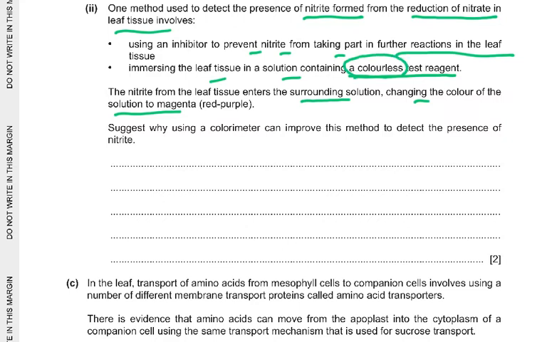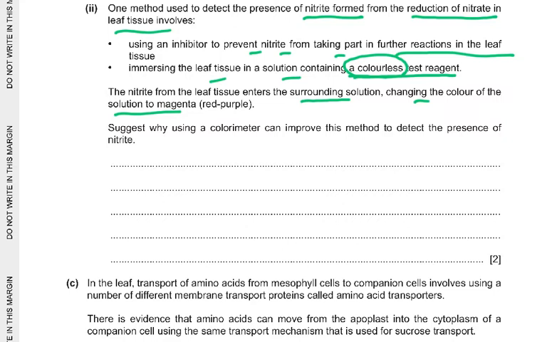Suggest how using a colorimeter can improve the method to detect the presence of nitrite. Colorimeter gives you a reading on the intensity of the red, purple, magenta color. So this will improve the accuracy of the results. You're not just going to look by eye, but you're going to get a value. The results are not subjective. Now this will provide a quantitative result, meaning it will provide a numerical value.